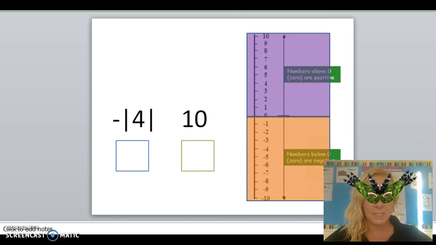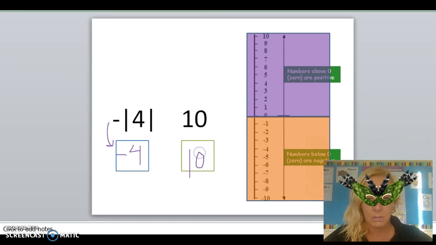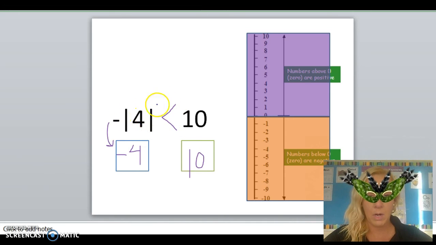And this is our last example. So again, the negative sign is outside of the absolute value, so I'm going to apply it afterwards. The absolute value of 4 is 4, and I'm going to bring down my negative sign. 10 is just written as 10. Negative 4 is less than 10. Therefore, the negative absolute value of 4 is less than 10.